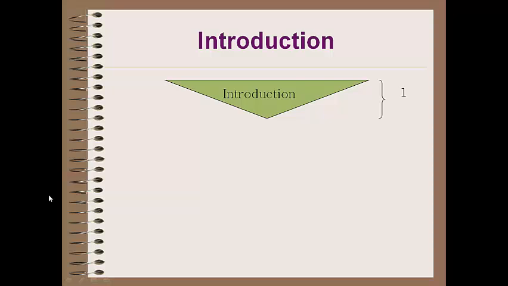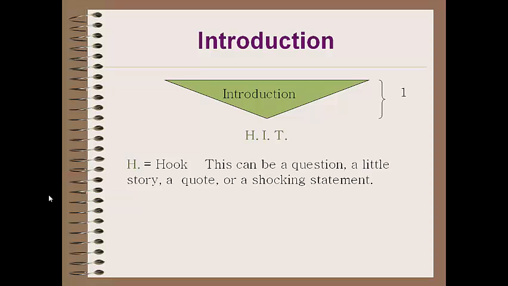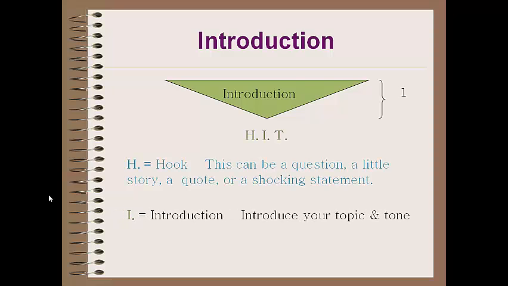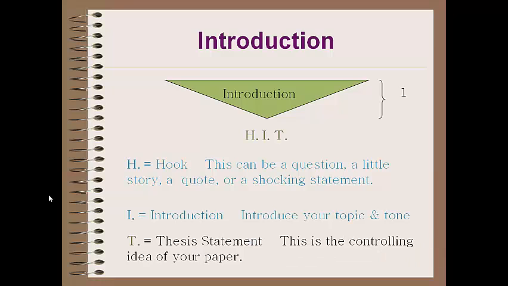So our introduction, remember our acronym was HIT. And this is for your most basic writing. You can expand on it and use all the techniques that we talked about, but basically it needs all these parts. Our hook is going to catch the reader's attention. Then I is an introduction to the topic and creating of tone. Remember, tone is the attitude that the writer has toward the topic and toward the audience. And then our T is our thesis statement, our controlling sentence that controls our whole paper. It has our topic and our main ideas included in that one statement.